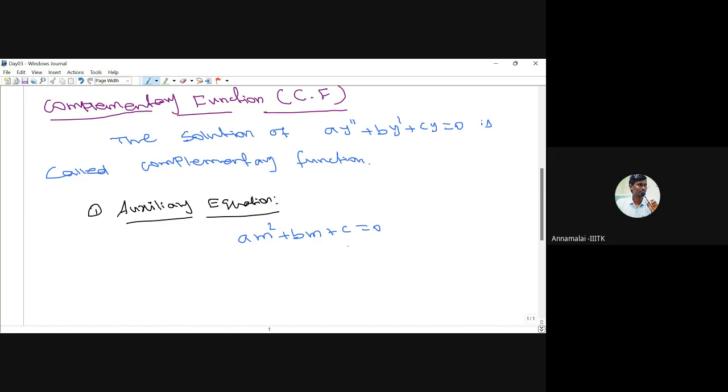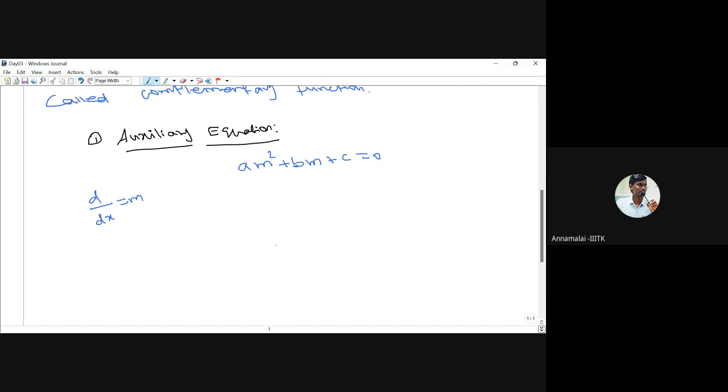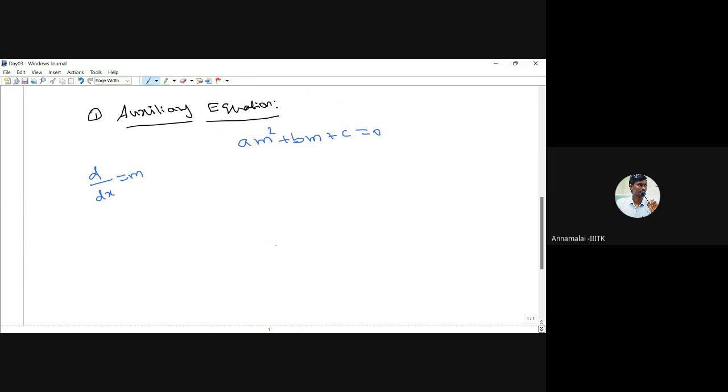So this is the auxiliary equation. How do we get this one? You take dy by dx as m, therefore d square y by dx square is m square. So the auxiliary equation of this equation is a m square plus b m plus c equal to 0. Now, this is a quadratic polynomial in m, and we know the formula, so it has two roots.